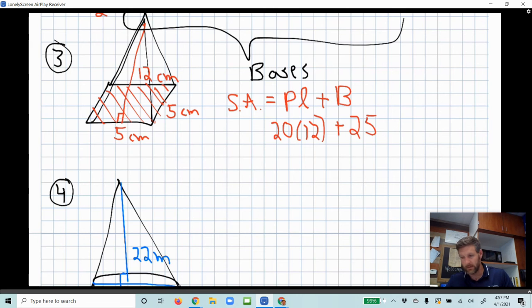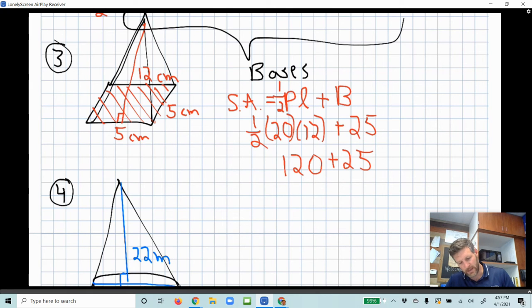So we get, oh, and I actually forgot a key part of our formula. Because the sides are triangles, there's a 1/2 here. So hopefully you were screaming at me in the video saying, Mr. Medford, don't forget the 1/2. So 1/2 times 20 times 12, that's basically 10 times 12. And so we get 120 plus 25. And so we get a surface area of 145 centimeters squared.